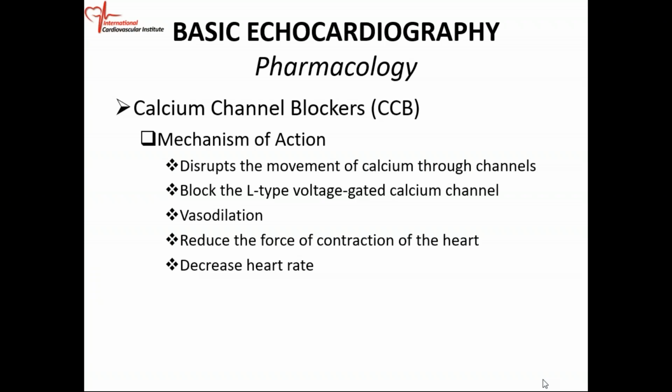Also, nifedipine doesn't do that. The calcium channel blockers that reduce the contraction of the heart and decrease heart rate are cardizem or diltiazem and verapamil.